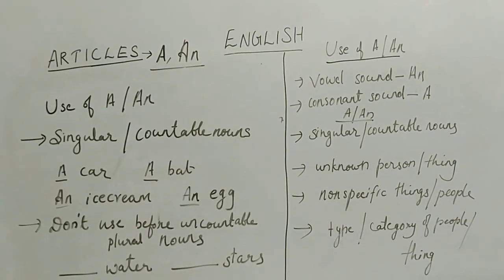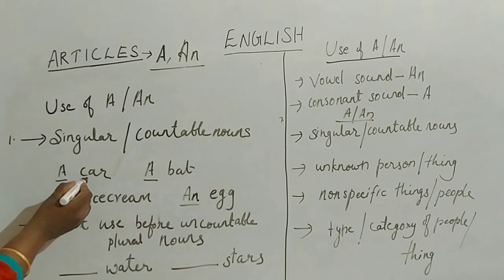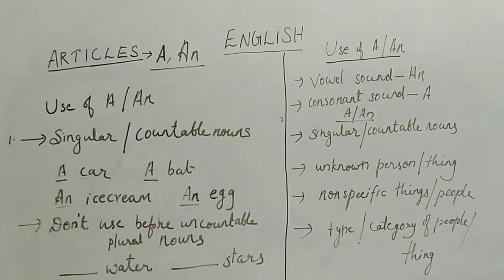Dear students, let's move to the uses of a or an. The first point is, we can use the indefinite articles a or an before singular or countable nouns. Singular or countable. Countable nouns means we can count it. For example, a car. Here, the beginning sound is consonant. So, we can use a bat, an ice cream, vowel sound, an ice cream, an egg.